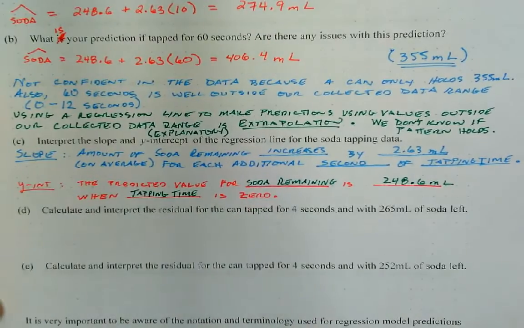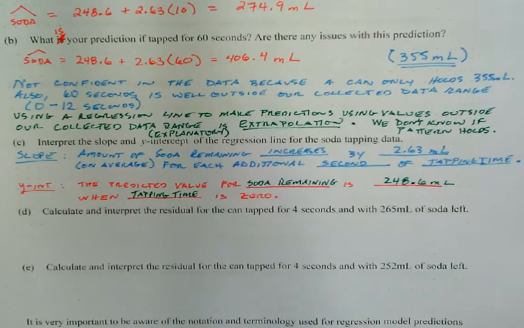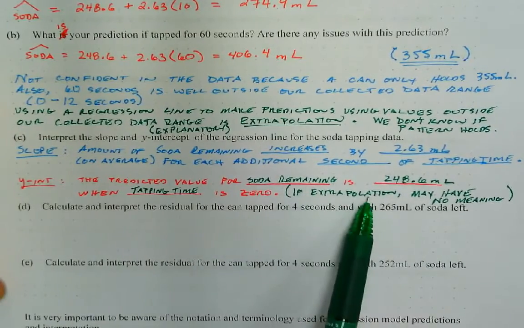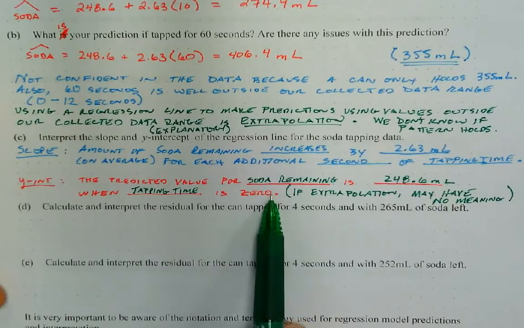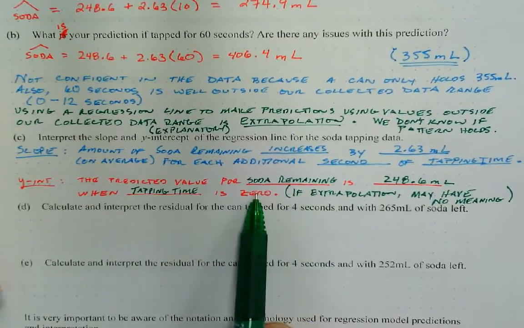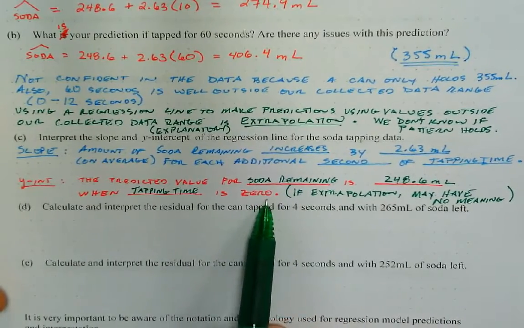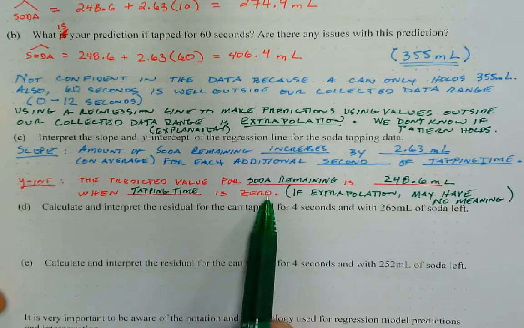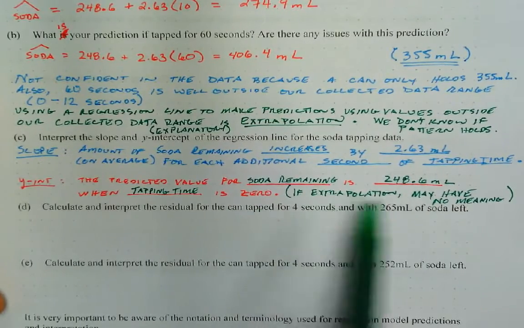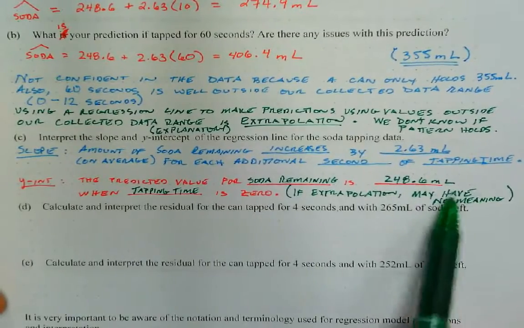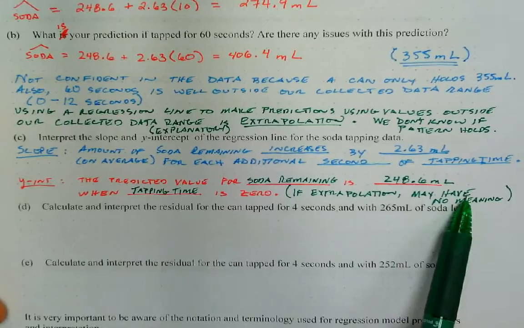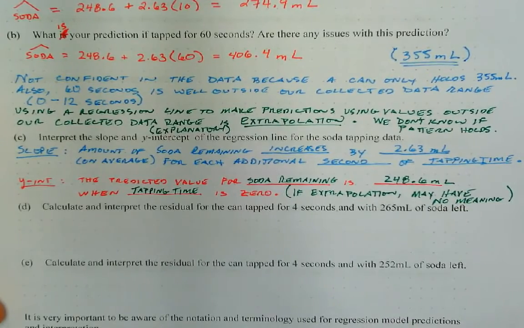So that y-intercept is that the predicted value for soda remaining is 248.6 milliliters when the tapping time is 0. The following is an important caveat. If we are extrapolating to 0, so if 0 is not within the realm of the data collected for the explanatory variable, that y-intercept may have no meaning. And in fact, you're going to see that example when we do the Mentos and Diet Coke example.